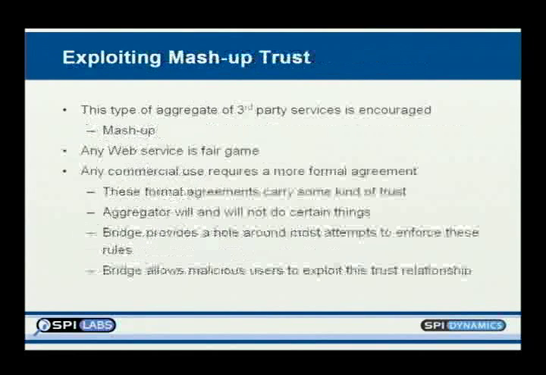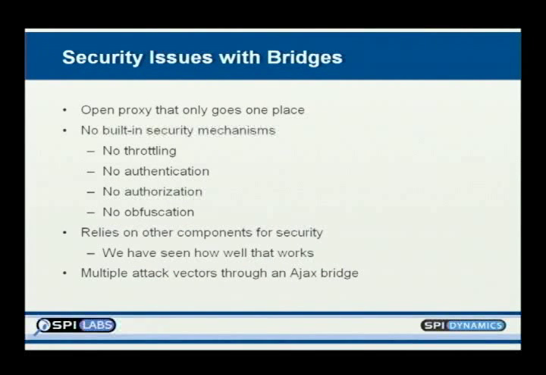Whoa. So there are security issues with bridges, obviously. It's an open proxy, but it only goes one place. At billiesbooks.com, it's an open proxy to amazon.com, and it only goes there. There are no built-in security mechanisms in any of the bridges.